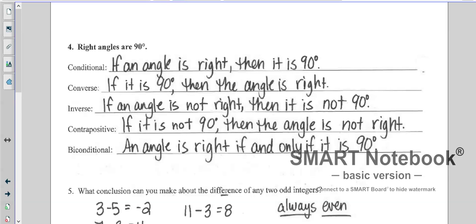Last one, same idea here, but with 90. So if an angle is right, then it is 90. If it's 90, then it's right. Now we're going to negate. If the angle is not right, then it's not 90. We're going to negate this. If it's not 90, then the angle is not right. And the biconditional, an angle is right, so again, this first part, if and only if, it is 90.